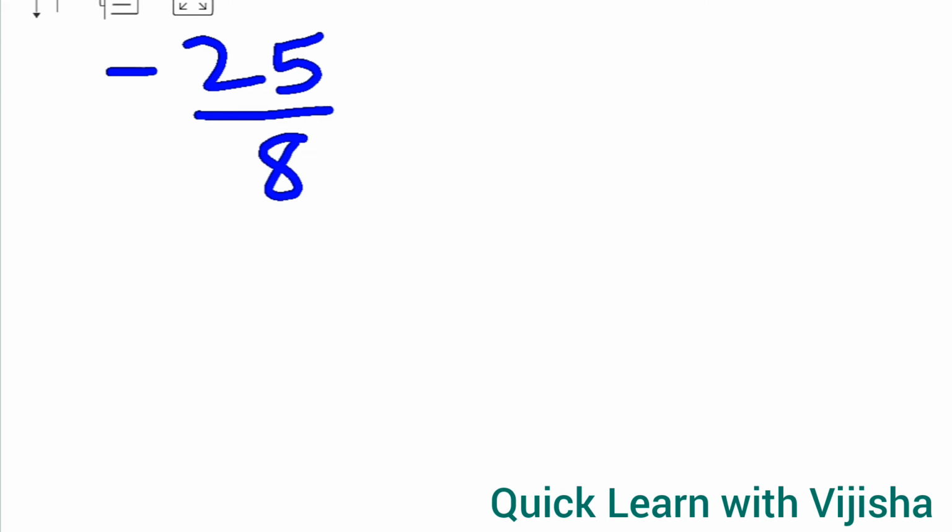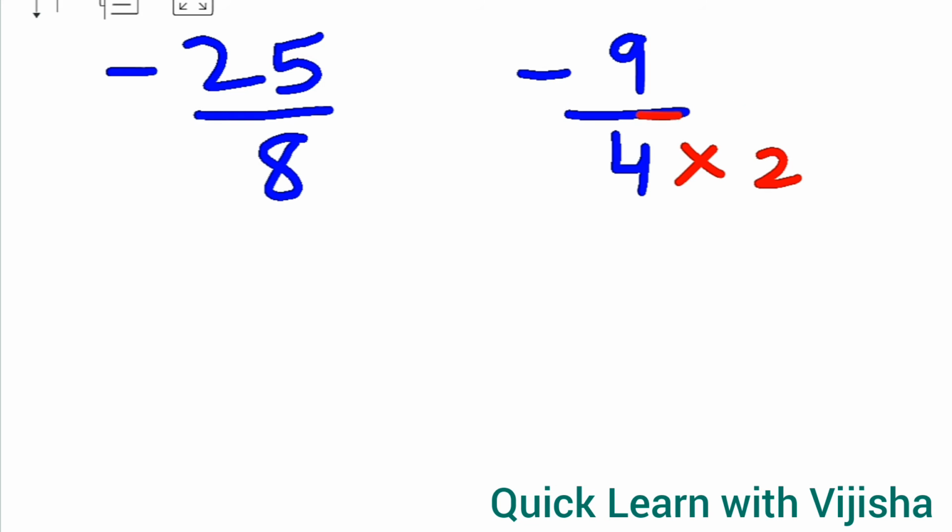-25 upon 8 and -9 upon 4. Here also the denominators are not the same, nor the numerators. So here 4 can be made 8. How can it be made 8? By multiplying by 2. So in the numerator also we will multiply by 2. Now we will make a quick assumption. -25, and if you multiply 9 by 2, you will get the answer as -18.